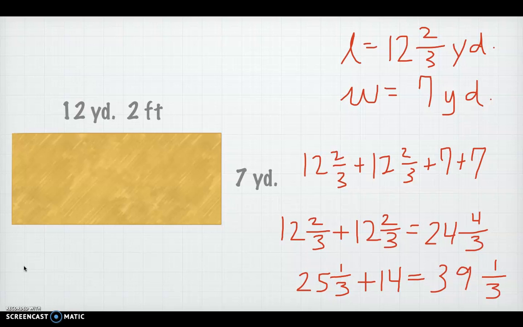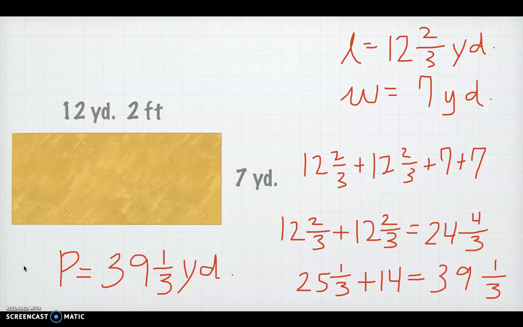That is not my final answer though, because I have no measurement, I have no label, so I have to label my final answer. How will I label the perimeter of a rectangle? I write down P equals, which stands for perimeter, equals 39 and 1/3, and write down the measurement. We were using yards, so my measurement is going to be yards. So that is whenever I change my measurements to the greater unit.